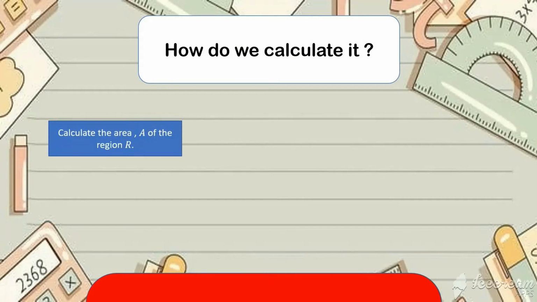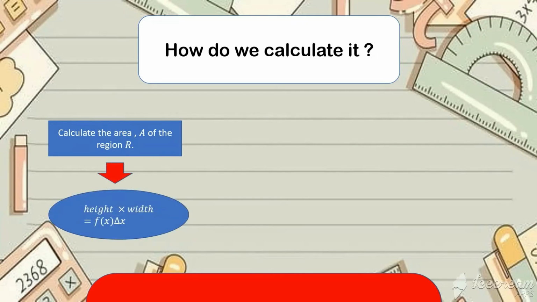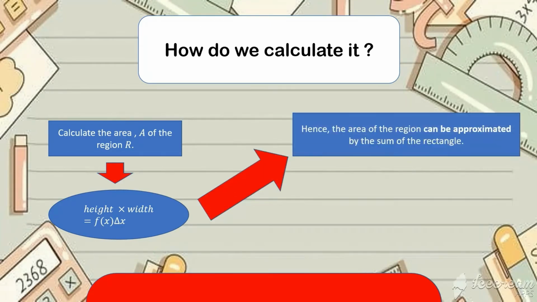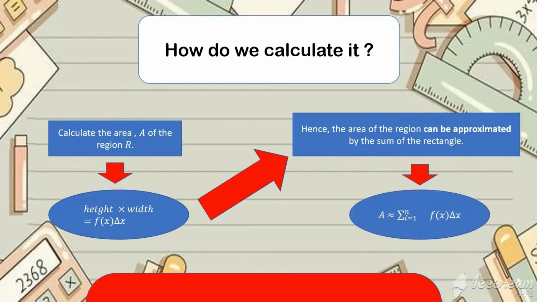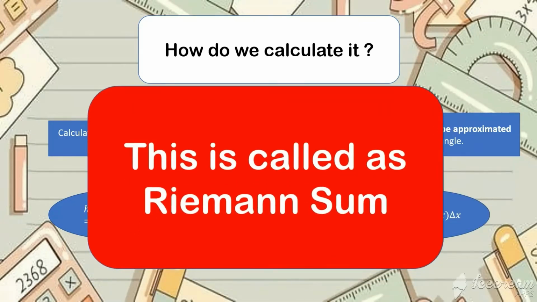How do we calculate it? First, we need to calculate the area A of the region R, and then we use the formula height times width equal to f(x) times delta x. Next, the area of the region can be approximated by the sum of rectangles. And lastly, this is the formula. All of this is called the Riemann sum.